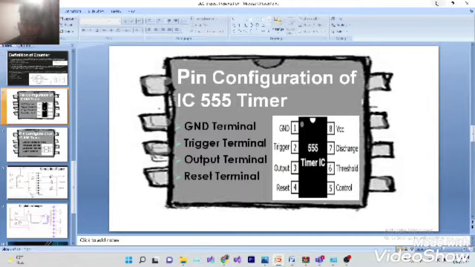Reset terminal. Whenever the IC is to be reset or disabled, a negative pulse is applied to pin 4, and this is named the reset terminal. The output is reset irrespective of the input condition.